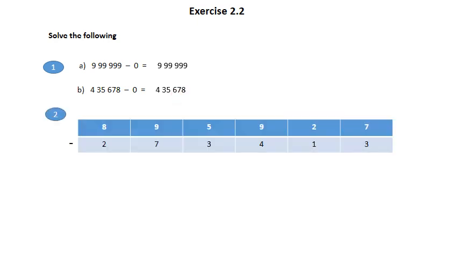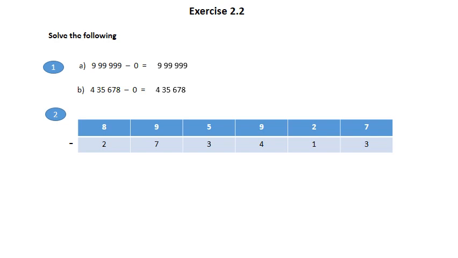Question number 2. See here students, the sum is given and you have to subtract. How do we do it? First we start subtracting from the ones column on the right, and we borrow and regroup wherever required. Now let's see the ones column. This is 7 minus 3. Can we do 7 minus 3? Yes, 7 is bigger than 3. So 7 minus 3 is 4.